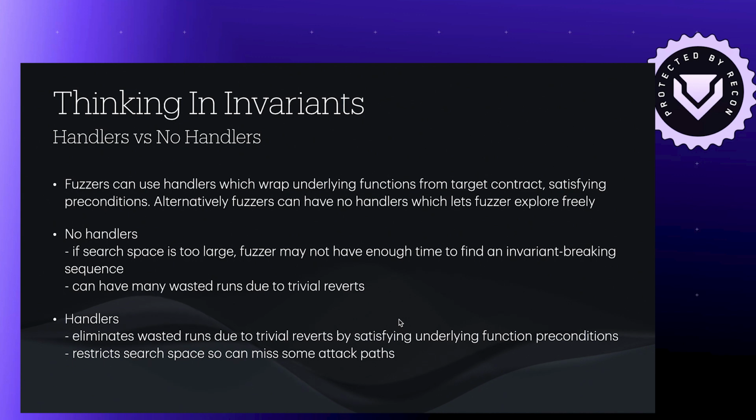But the trade-off here is that we can restrict the search space too much so that we can miss some attack paths. And typically what most fuzzers will do is that they will use handlers, but they'll use handlers judiciously, taking care not to constrain the search space too much.